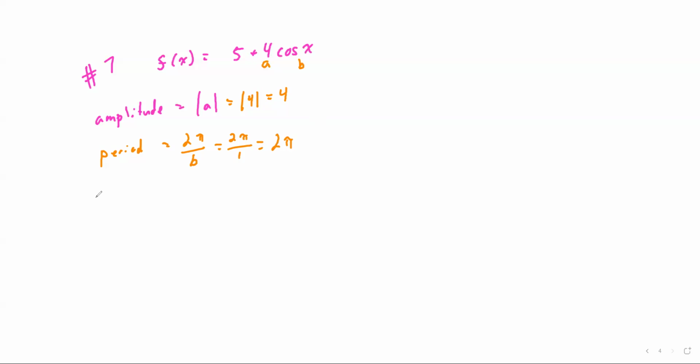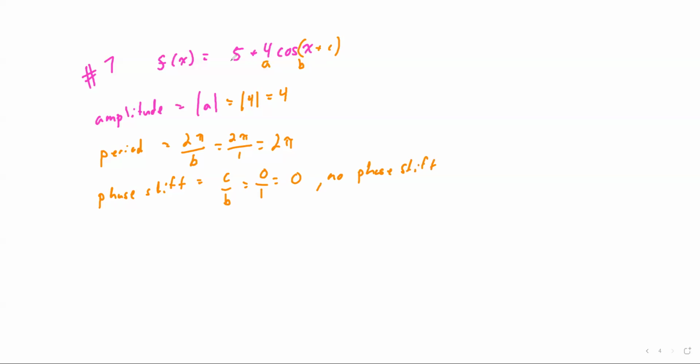The next thing I want you to know or find is the phase shift. So the phase shift is equal to C divided by B. All right, so the C is usually what's being added inside. So like if I had a plus a C here, but I don't. The C here is 0. So that would be 0 divided by 1, which would be 0. So that means that there is no phase shift. And then I think that's it, right?